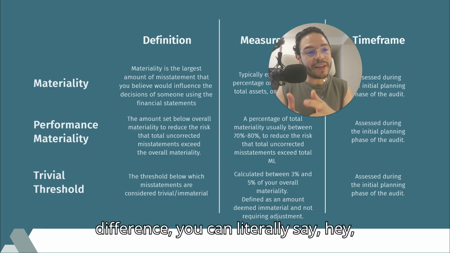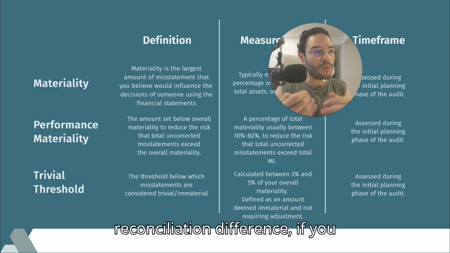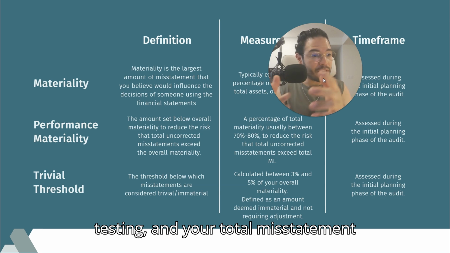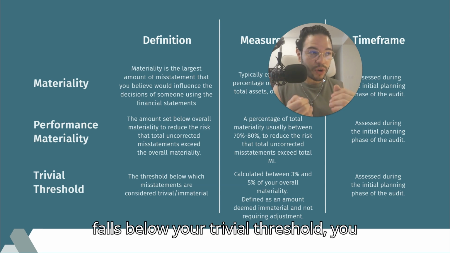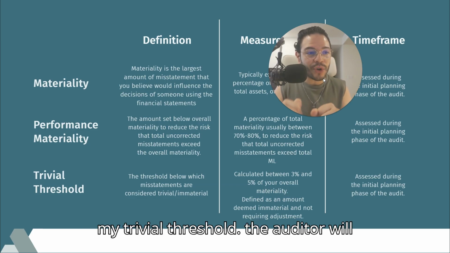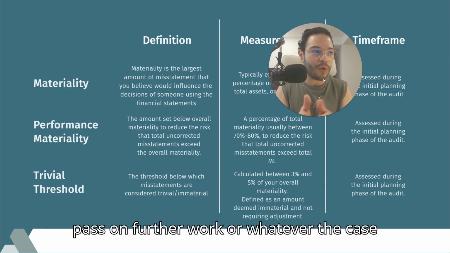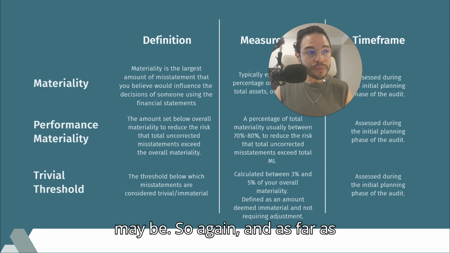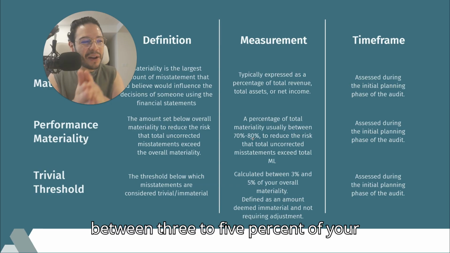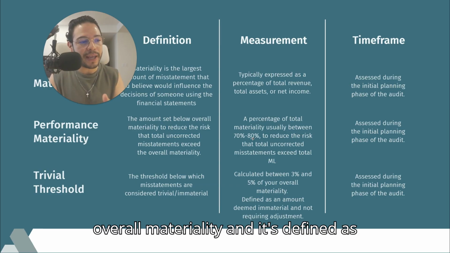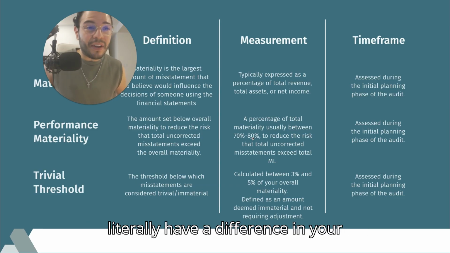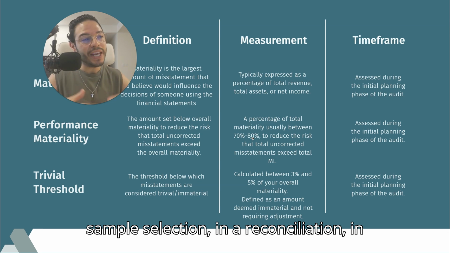If you have a difference, whether it's a reconciliation difference, or if you extrapolate an amount in your testing and your total misstatement falls below your trivial threshold, you can literally move on. You can literally say, hey, the total misstatement is below my trivial threshold. The auditor will pass on further work or whatever the case may be. Again, as far as measurement goes, in my professional experience, it's usually between 3 to 5% of your overall materiality. And it's defined as an amount deemed immaterial and not requiring adjustment. Again, you can literally have a difference in your sample selection, in a reconciliation, in your testing.